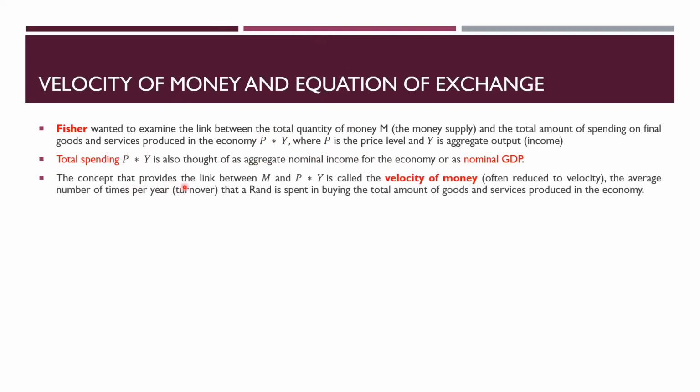The concept that provides the link between M and P times Y is called the velocity of money, often reduced to velocity.